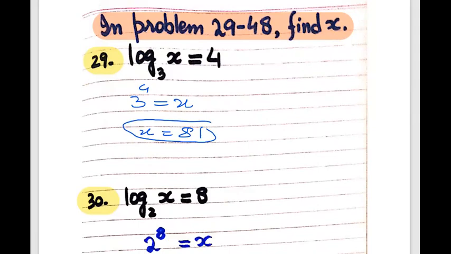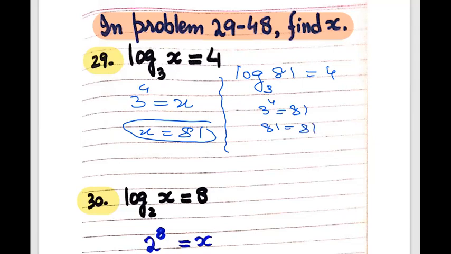We substitute 81 over here and check whether this value satisfies the given equation or not. We can solve this. Okay, we put the value of x over here, which is 81 equal to 4. Now we convert it into exponential form, which is 3 raised to power 4 is 81, and obviously this will satisfy the given equation. It means that this value of x is correct.